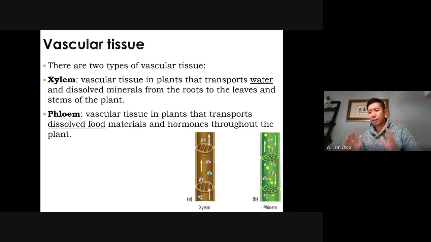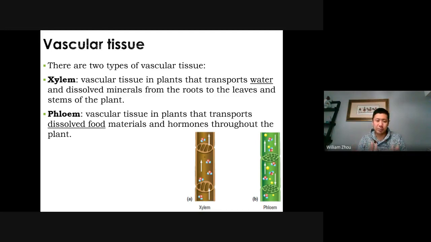Okay, so let us move on to the next part, the vascular tissue. So we're done with the dermal. Next up, the vascular system. As mentioned earlier, there's something called a xylem and there's something called a phloem. These are the two different types of vascular tissue. In humans, we have arteries and veins. Arteries carry blood away from the heart. Veins carry blood back into your heart. So two different types of tissues, blood vessels.